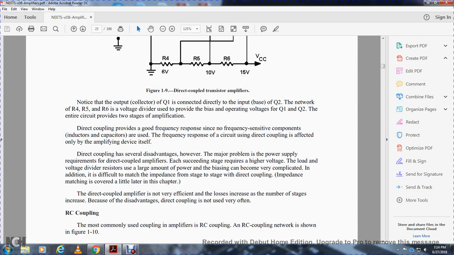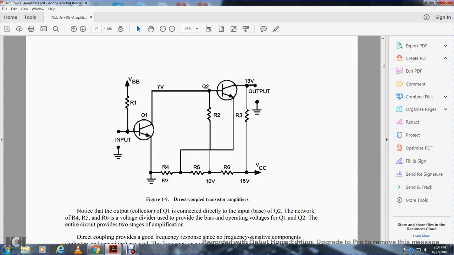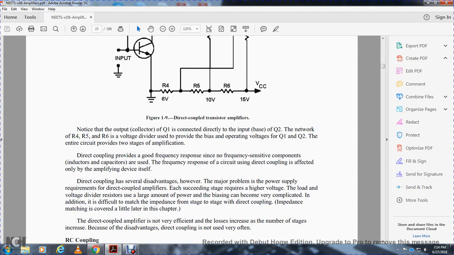The network of resistors R4, R5, and R6, the voltage divider, is used to provide the bias, the operating voltage of the Q1 and Q2 transistors. The entire circuit provides two-stage amplification. Direct coupling provides good frequency response because no frequency sensitive components, inductors and capacitors, are used. The frequency response of the circuit, even with direct coupling, is affected only by the amplifying device itself.